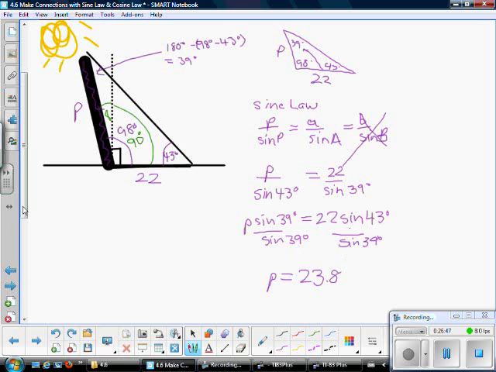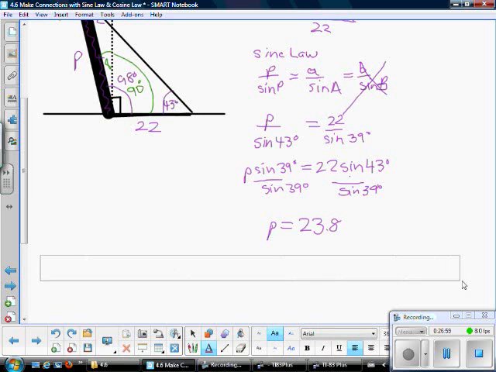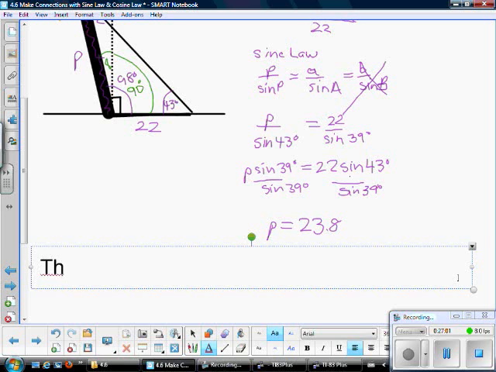So that means that our pole is approximately 23.8 meters long. Or feet, actually. So a good size pole actually. So I'm just going to type that up. The pole is about 23.8 feet long.